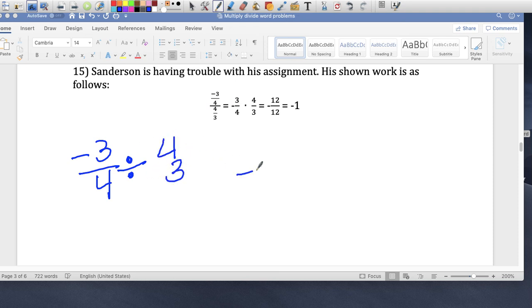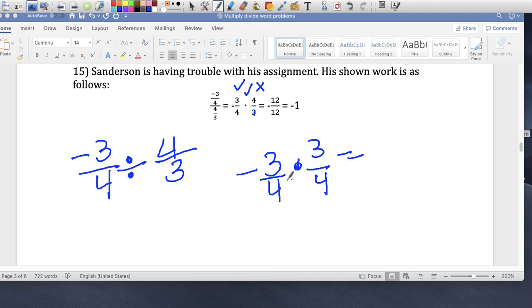Let's change that, right? So it's going to become negative 3/4 times, and then 4/3 here is going to change to 3/4. So he did this correctly. He did this correctly, but this he didn't do correctly. This is your wrong part, right? The 4/3. He kept it as 4/3. You're supposed to use a reciprocal, right?